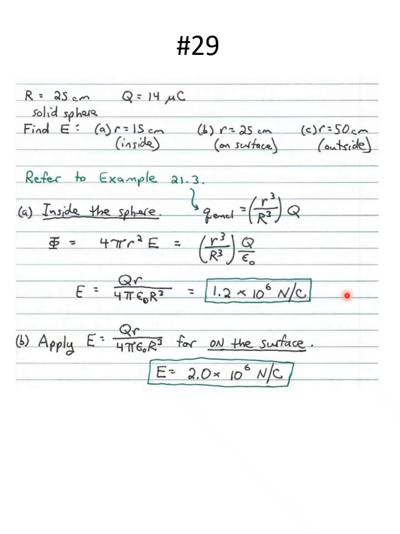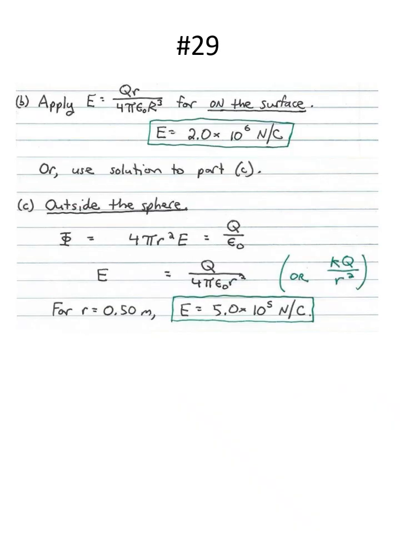For part B, the condition where we're looking at it on the surface, we can apply what we did in part A, apply the same thing, and it works as well. So 2 times 10 to the 6 newtons per coulomb. So in this case, little r and big R are both 0.25 meters. Or for part B, we can use a solution, this is actually preferable, but the solution that I'm about to do for part C. It'll work also.